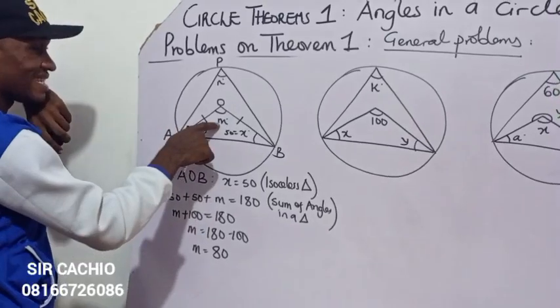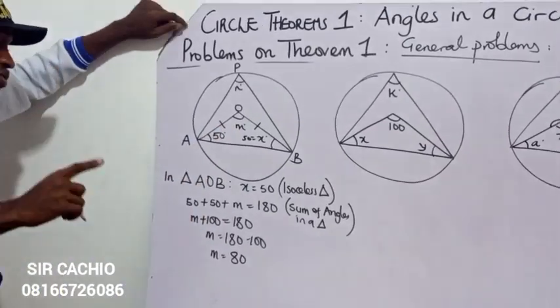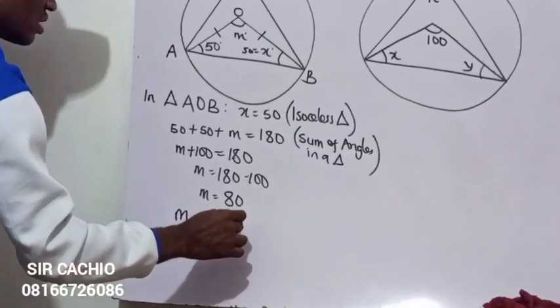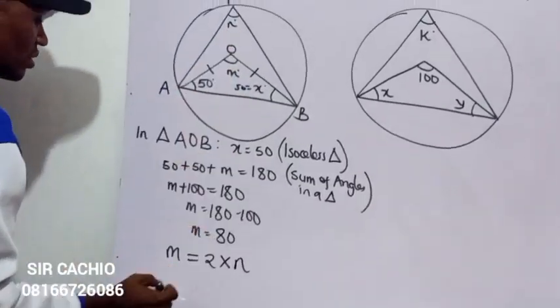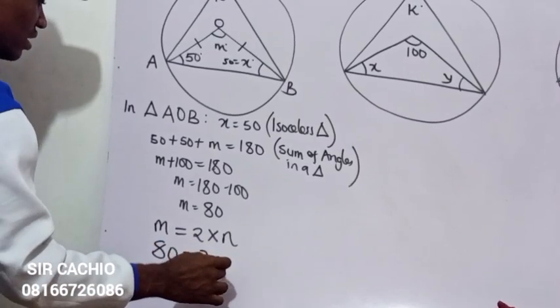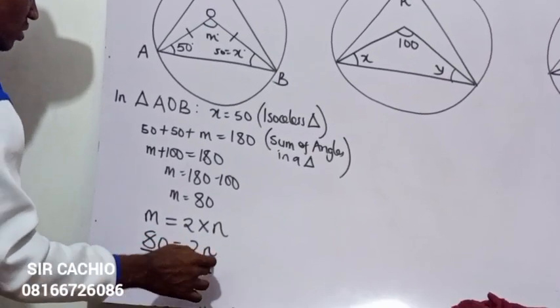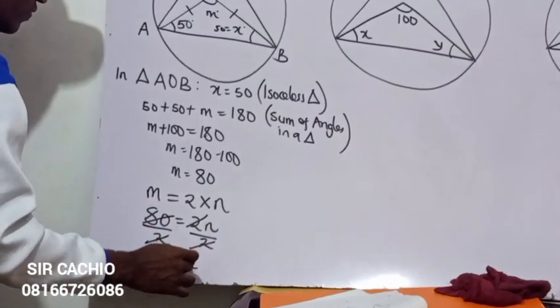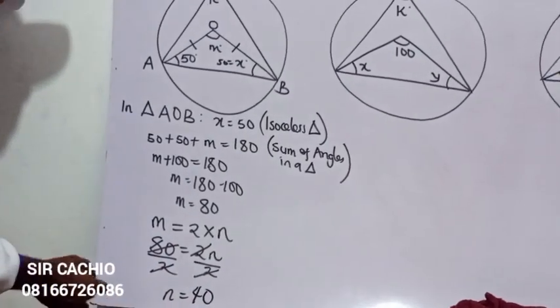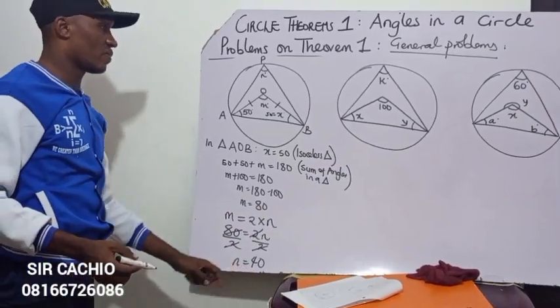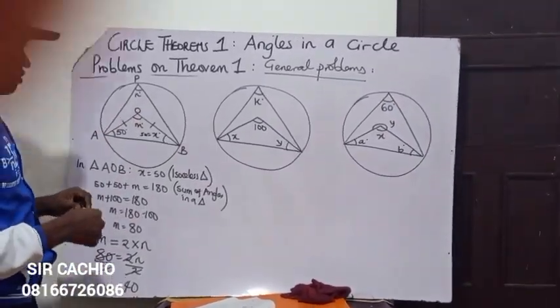And since we now have that the center is 80, remember theorem 1 which says that the center is 2 times the circumference, which is n. So we have that 80 is equal to 2n. Divide by 2, divide by 2. So n is equal to 80 divided by 2, which is 40. So we have our values. x is 50, m is 80, and n is 40. Move on to the next problem.